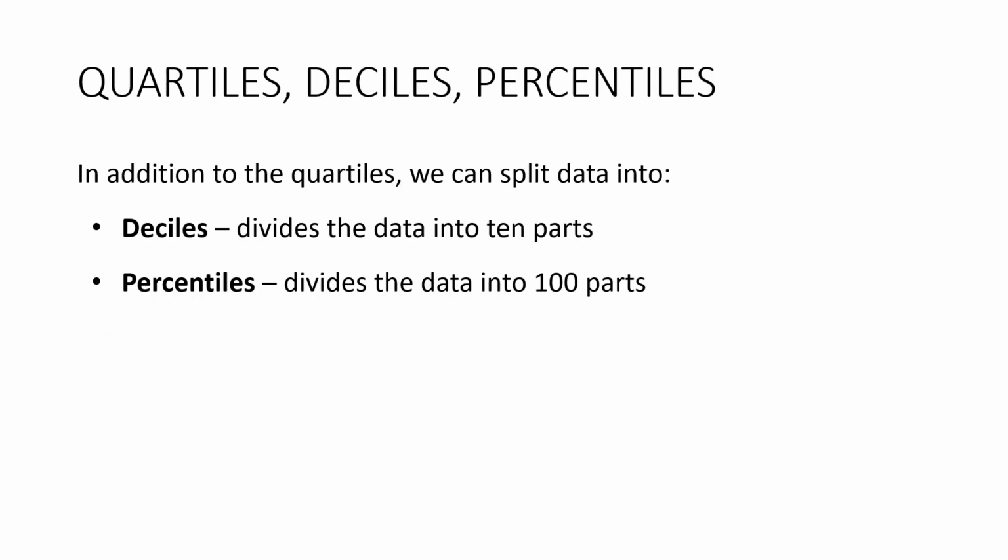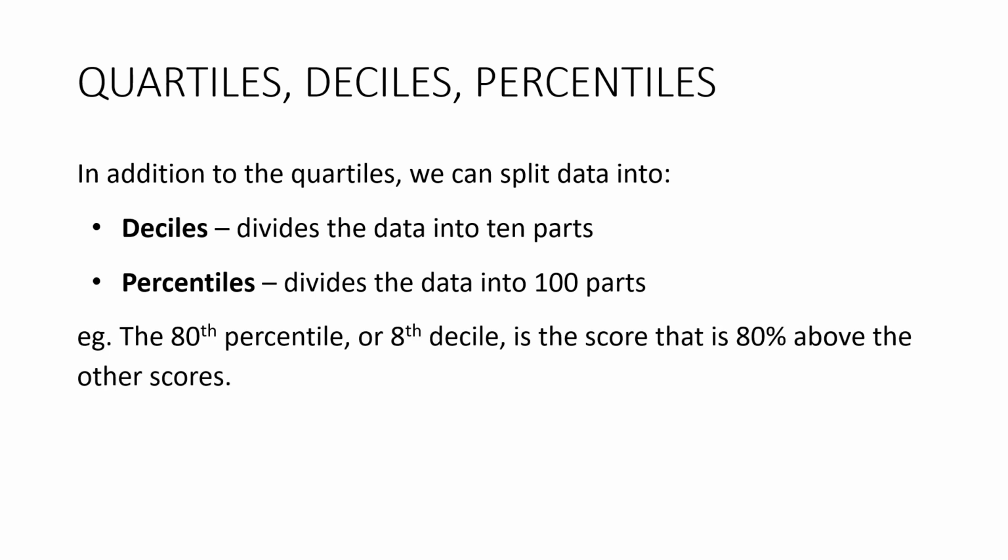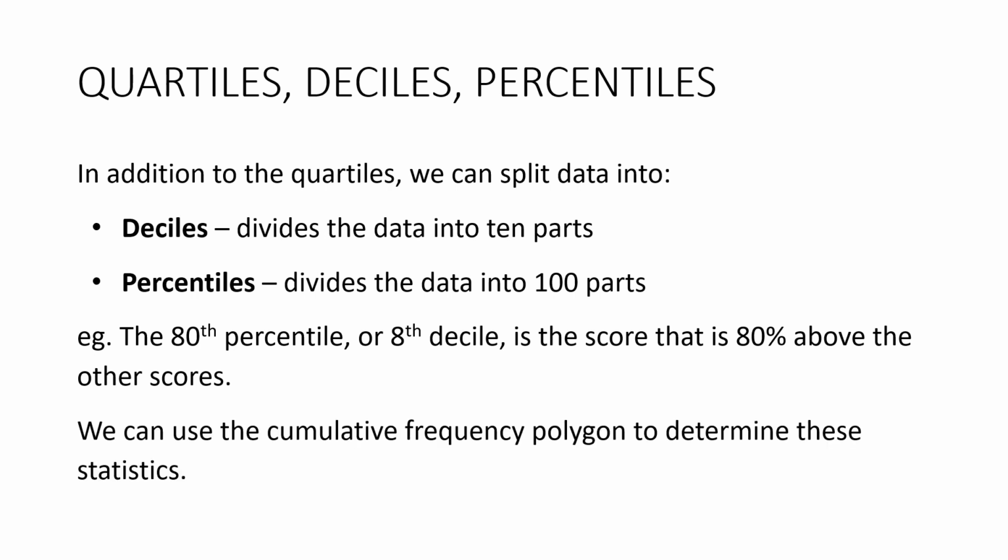Now, in addition to the quartiles, we can split data into deciles. So that means dividing it into 10 parts, and into percentiles. And that divides the data into 100 parts. So for example, the 80th percentile, that would be the 8th decile, that's the score that's 80% above the other scores. And we use the cumulative frequency polygon to determine these statistics.